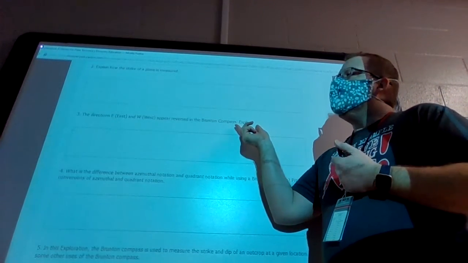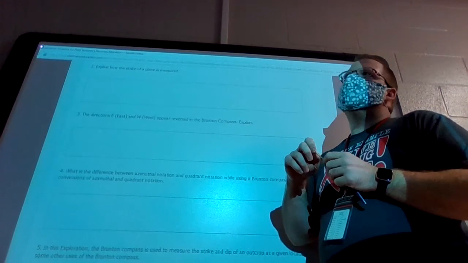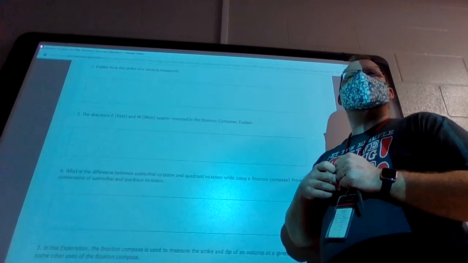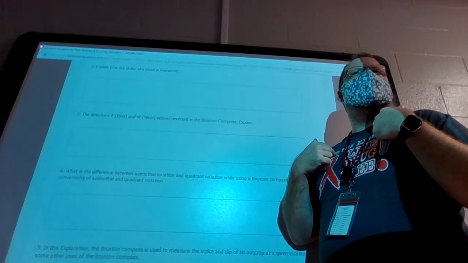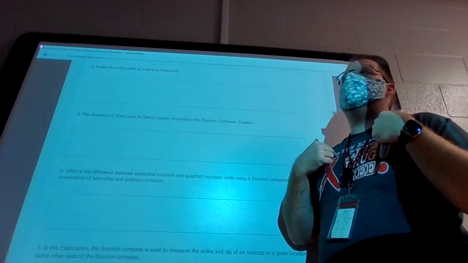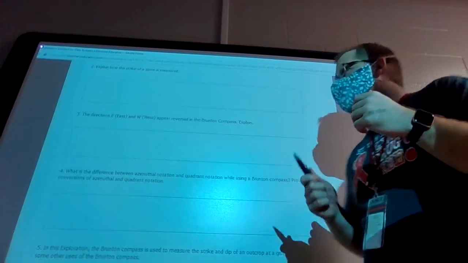So explain. This is because, I don't know. Yeah, it's not telling me the direction I'm facing. Is that the right way to put it? It's telling me the direction the rock is facing. I guess that's good enough.